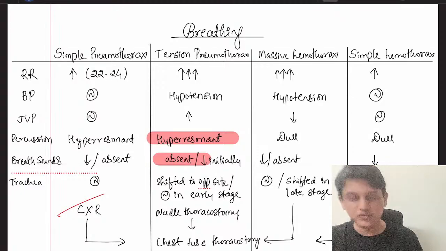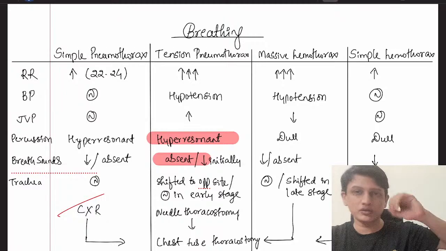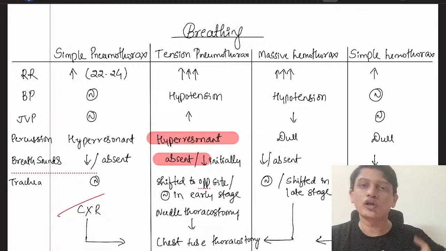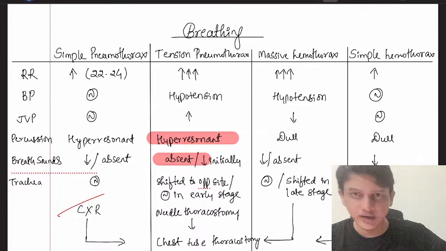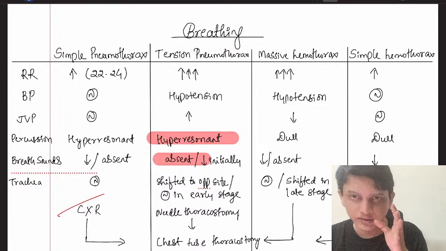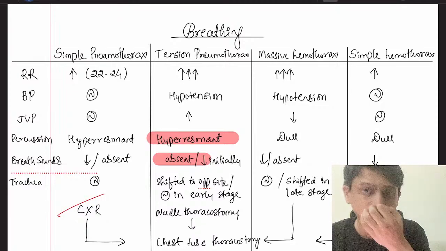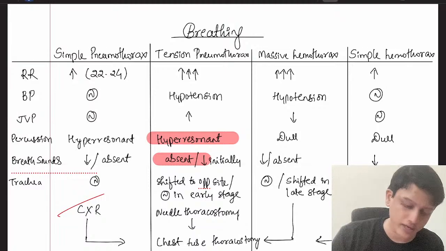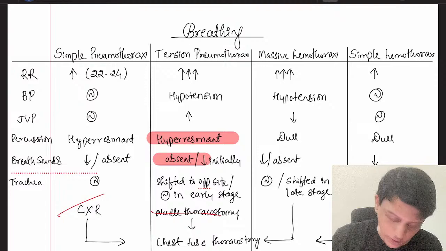In massive hemothorax, what you can do is put a chest tube, a wide tube. You can put it directly into the pleura, so all the blood that is collected will be drained out, so the pressure is relieved. That's the immediate treatment. It's not definitive treatment, but immediate treatment for tension pneumothorax. If they ask, the immediate treatment of choice for tension pneumothorax is needle thoracostomy.